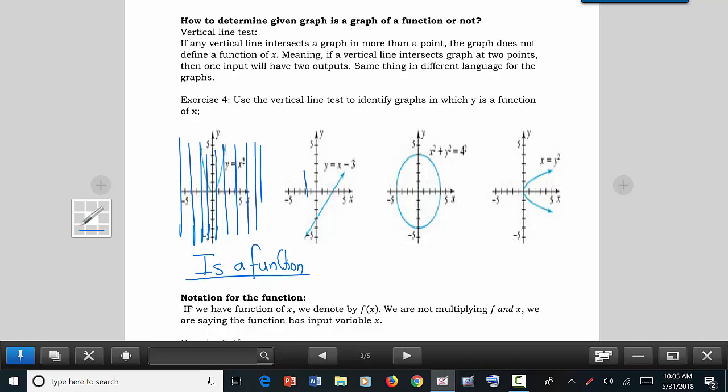Now here, same story. If we draw a bunch of vertical lines, none of the lines will meet the graph at more than 1 point. That's why this is also a function.